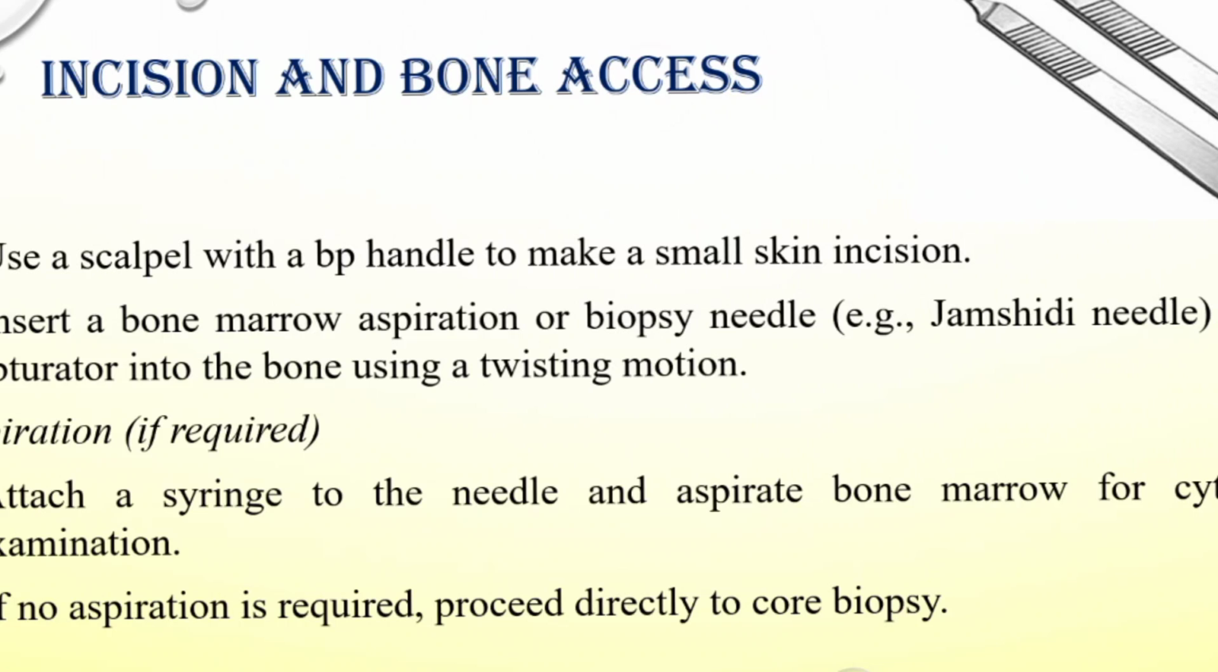For the core biopsy, we need to remove the obturator and advance the biopsy needle deeper using gentle rotating motions. We move clockwise and anti-clockwise in a rotatory motion until we feel the hardness of the cortex. Once sufficient core tissue is obtained, we rotate and withdraw the needle carefully. Then we collect the sample into a container for further processing, and if necessary, we prepare the samples immediately for microscopic examination.